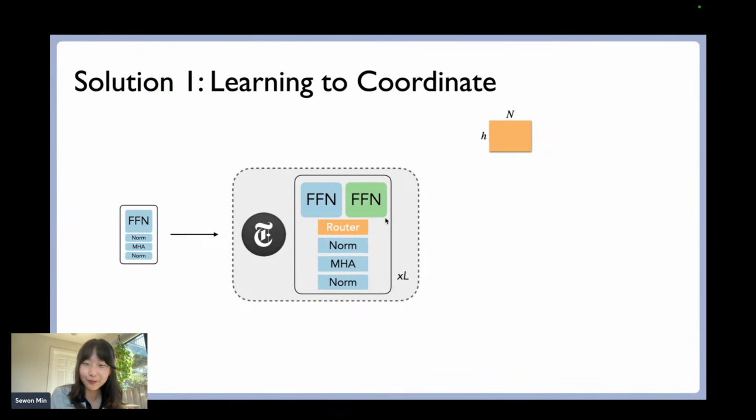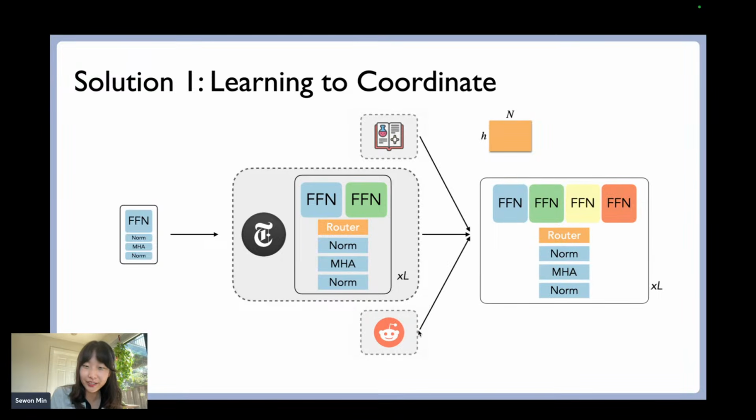And then after this training, the other data owners can do the same, and then we can merge it into a mixture of experts. Again, we can ignore the router, but this FFN is coming from the starter model, this FFN is coming from New York Times, and there are other FFNs coming from different data owners, and they can be merged.